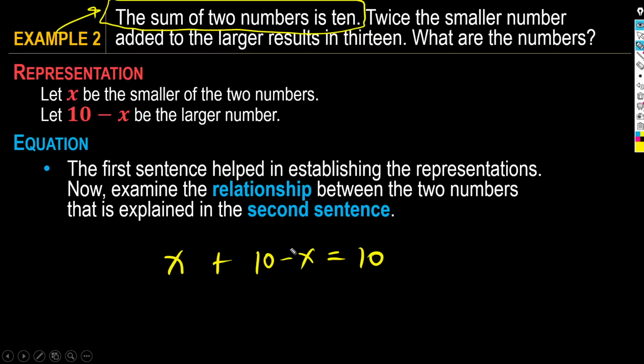X and negative x cancel out as 0 by the inverse property of addition. What do I end up with? 10 equals 10. Sure, tama. Isn't that an identity? Yes. Saka sa reflexive property of equality, di ba? Anything is equal to itself. Correct. 10 is equal to 10. But how does that help me? I wasn't able to determine the value of x.